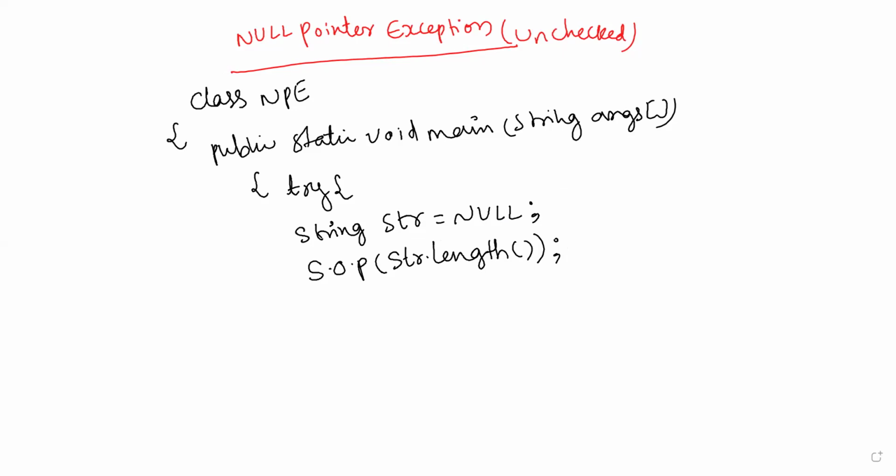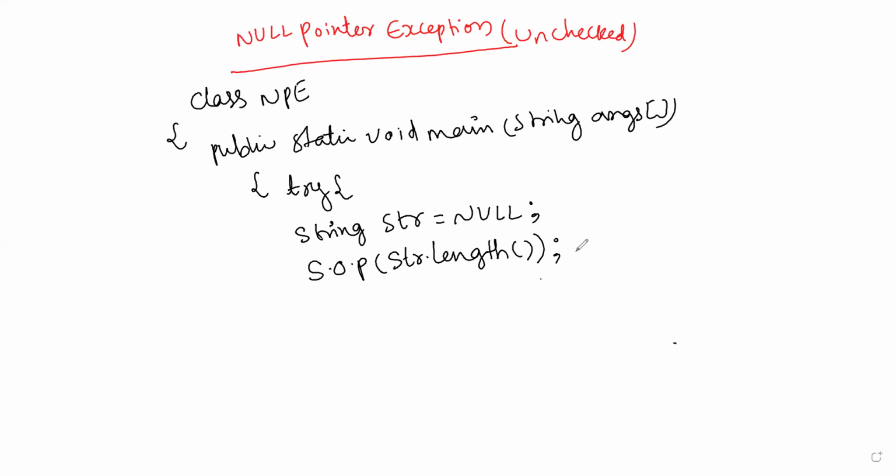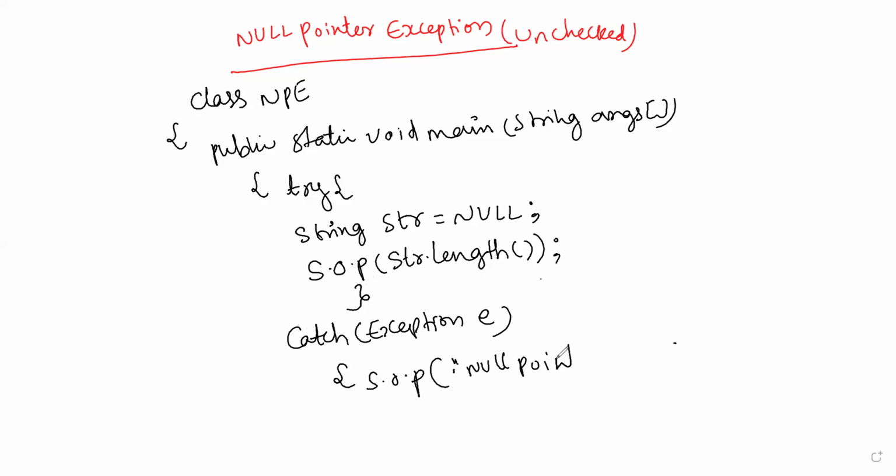So this is all about the try. Next let me close this try. Then I am going to write a catch of Exception e. Then System.out.println, SOP, and I'm going to show the output as NullPointerException, e.getMessage.